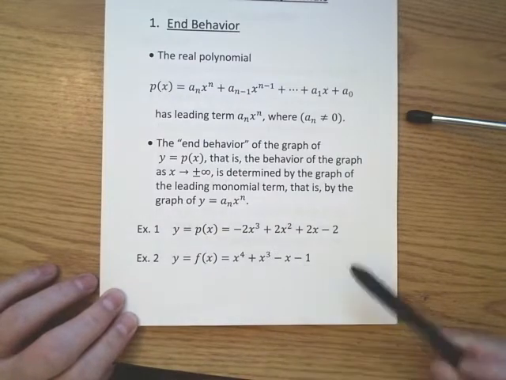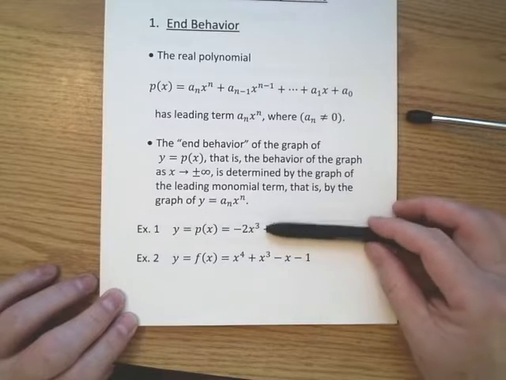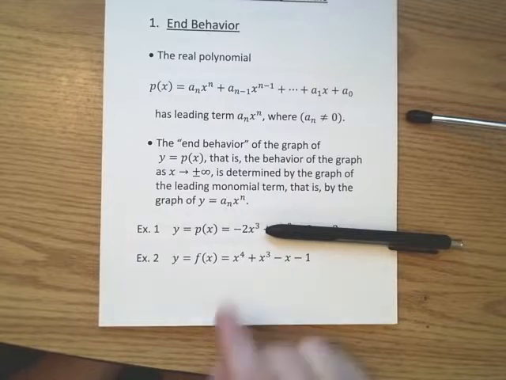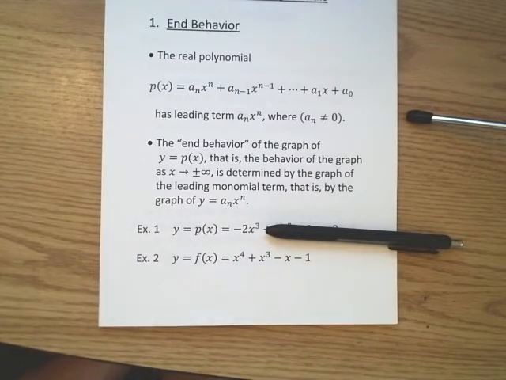If you remember, we actually graphed monomial power functions and monomial functions in an earlier video. You should be able to tell me what that would look like anyway. If I go y equals negative 2x cubed, what would that graph look like? Well, we're going to look at it again if you've forgotten.